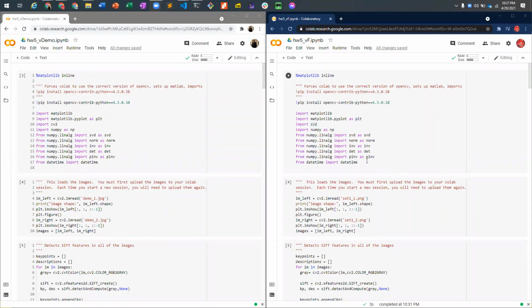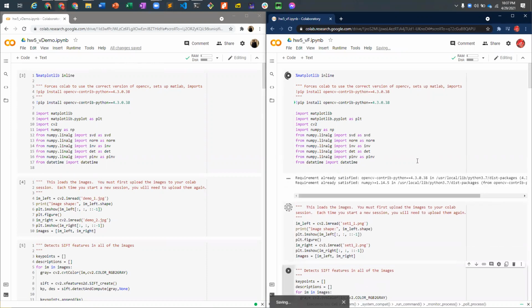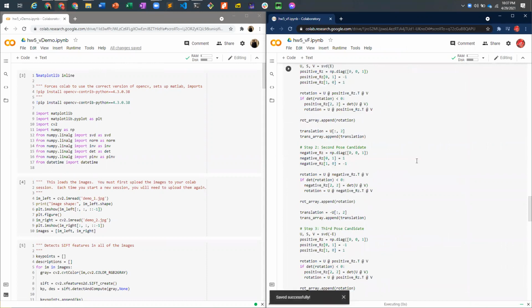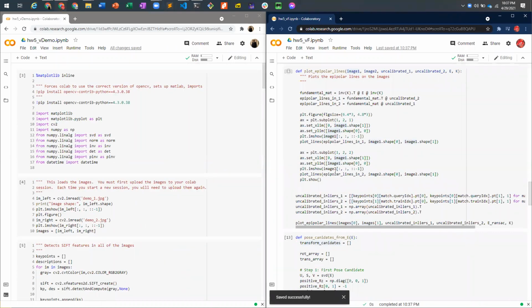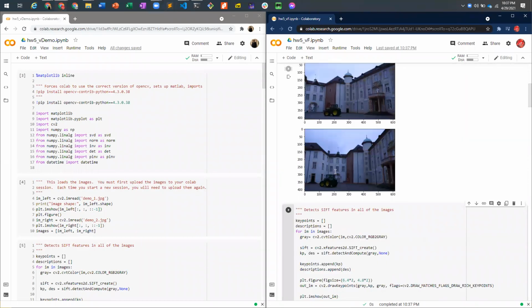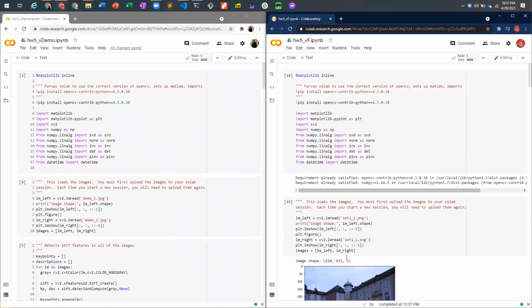Hi, I'm here to demo my code for the RANSAC algorithm. On the right, I have a setup ready to go for the original pair of images that we were given. As I run this from scratch, as you can see, there are no cell outputs in either of these sheets. I can help talk through what's going on in each of these steps.